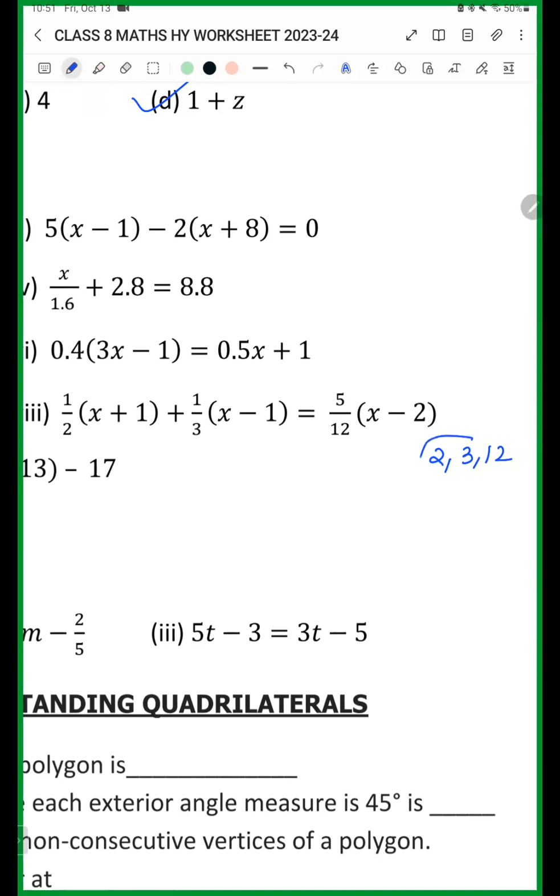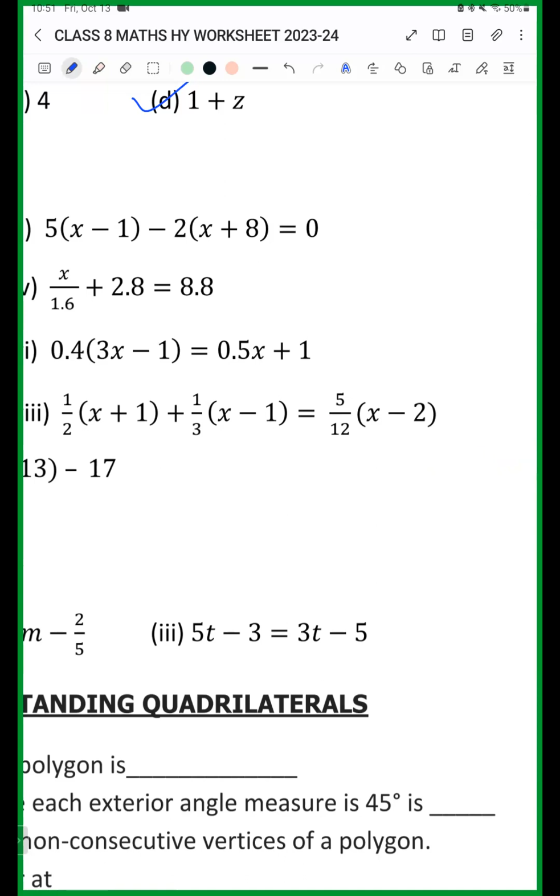See, when you multiply 2 and 3, you get 6. And the LCM of 6 and 12 is 12. So if you want, you can try finding the LCM of these. It will turn out to be 12. I was just telling you that it is going to be 12. You found it? Yeah, it's 12. So multiply the entire equation, meaning multiply every single term with 12. And we can do that, right?